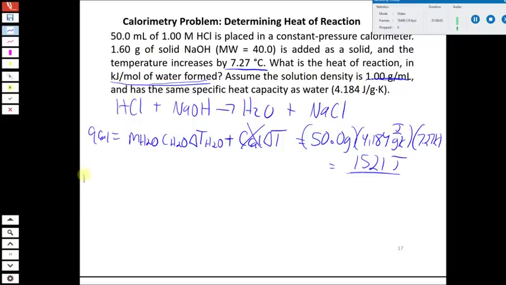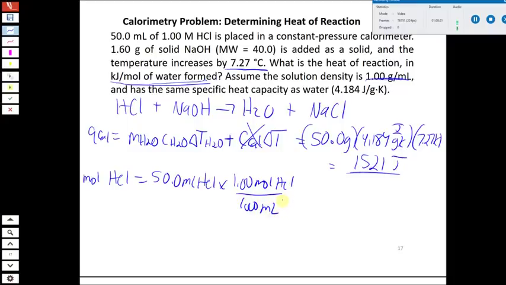So the moles of HCl, we have 50 milliliters of HCl solution. That's that number there. The molarity is 1, so we have 1 mole of HCl per 1,000 milliliters. So we have 0.0500 moles of HCl.